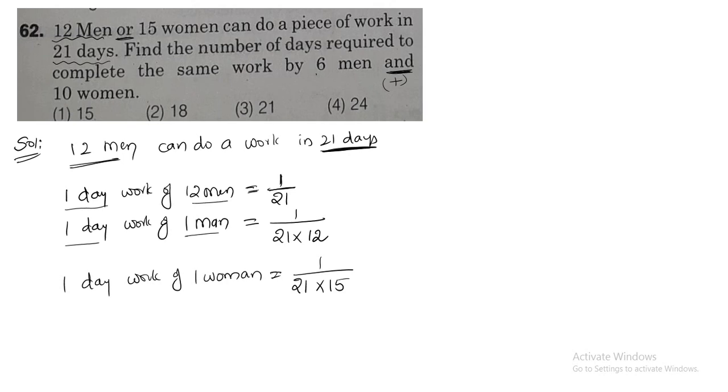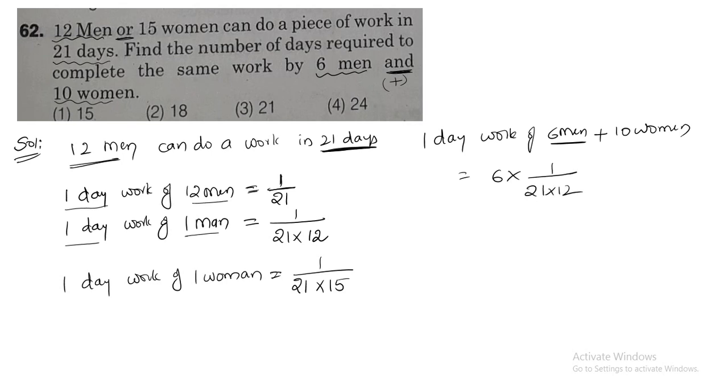So here I am going to take the 1 day work of 6 men and 10 women. So 1 day work of 6 men plus 10 women is equal to, so already you know 1 day work of 1 man, here I am taking 6 men, so it becomes 6 into 1 day work of 1 man, so 6 into 1 by 21 into 12 plus 10 into 1 by 21 into 15.